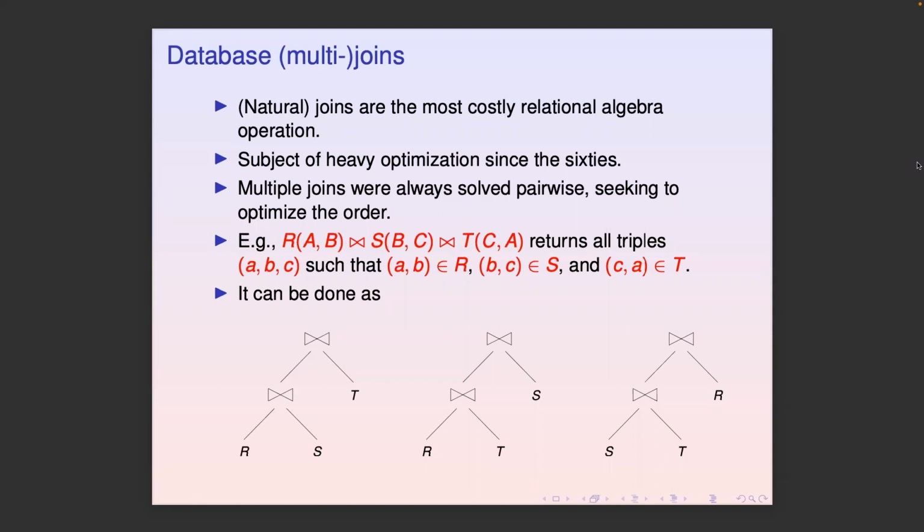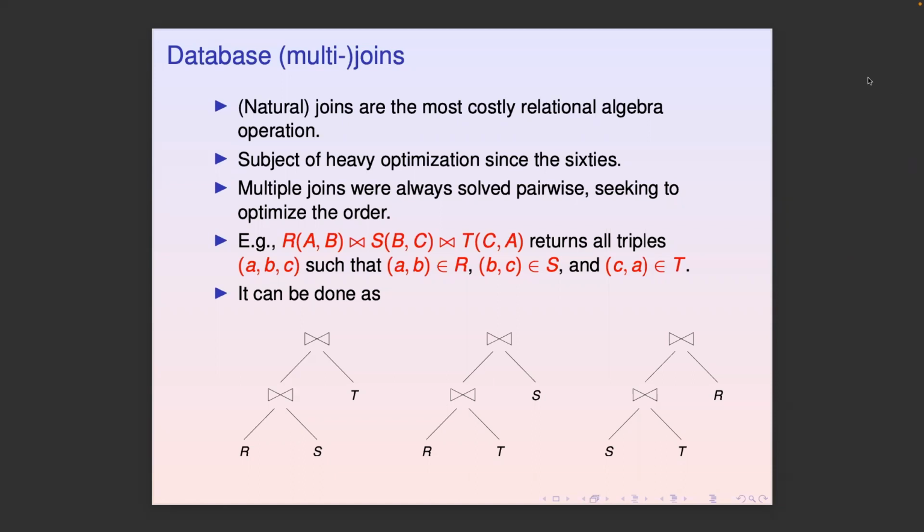So you can choose the order in which you will perform the pairwise joins, and everything is about how I order these so that the intermediate results are not too big. So I don't build a too big intermediate result set to finally end up with a small result. This is all the point.